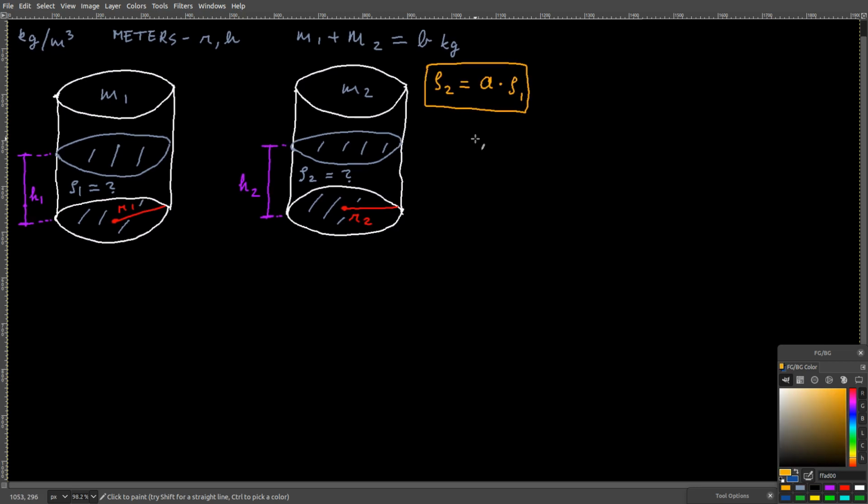The other thing is that if you have noticed, I haven't given you specific numbers for R1, H1, R2, H2, the constant A that relates the two densities, and the B, which is the sum of the two masses of the liquids inside the tanks. This is intentional. You will get specific values for them when the answer box appears in the last video.